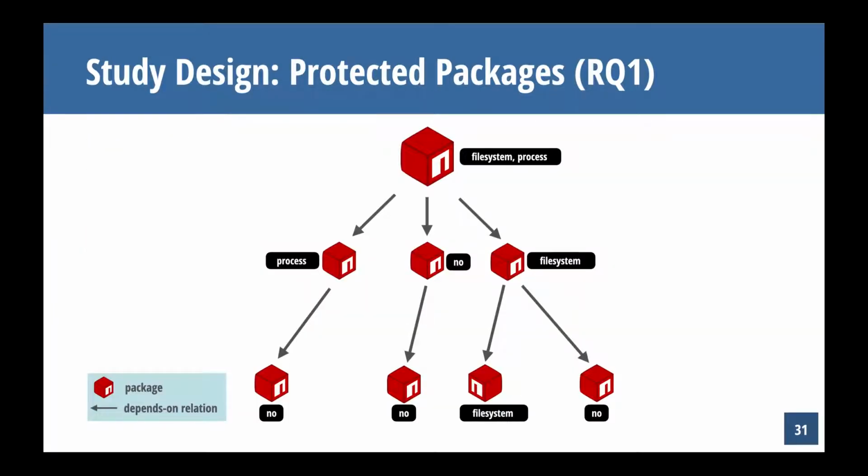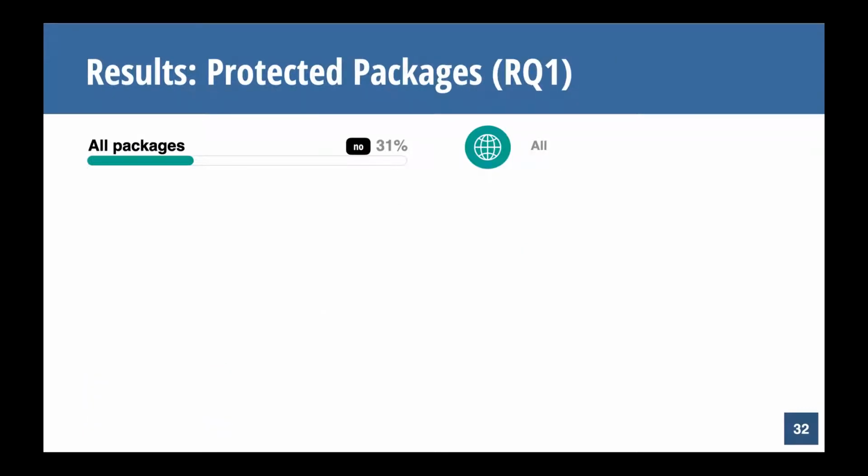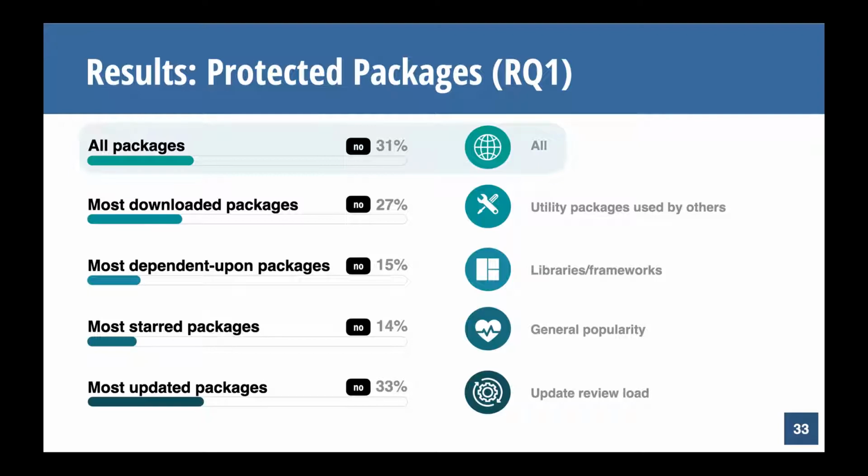The result of these activities is a dependency tree with permissions attached, like we show in this example. Permissions are composed bottom-up based on the permissions of package dependencies. The main result for this research question is that around 31% of all packages on npm do not need permissions. This translates directly to a reduced attack surface because these packages will not be able to cause damage to the application even if the accounts associated with them are compromised. In the paper, you can find more results for stratified samples of these packages based on different perceptions of importance.